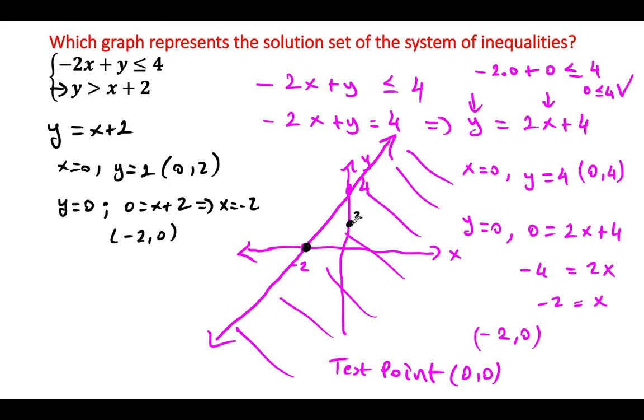And then I have to join these two points. Now, dashed line or solid line? Since this is only greater, it's a dashed line. So let me do it. Something like that. Am I clear? Now I have to take under this line or above this line.